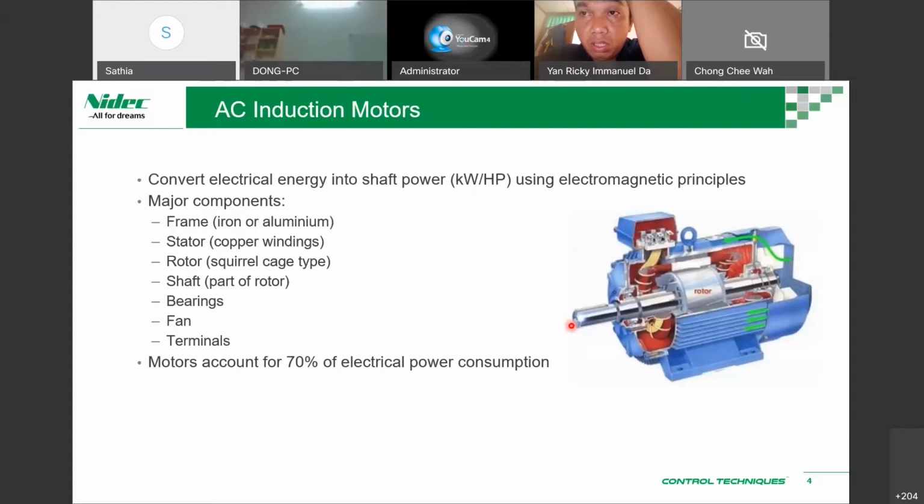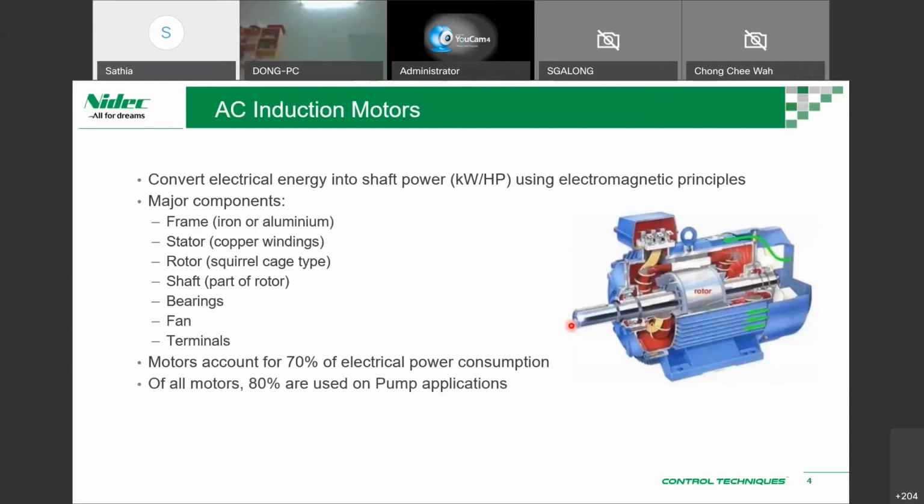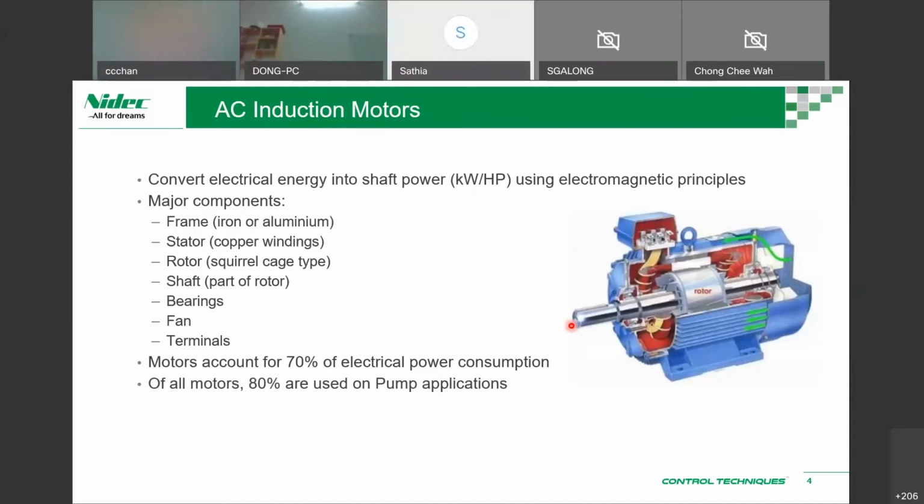We're basically trying to move things using electrical power. Initially, before motors were invented, we were using hydraulic power, that's basically hydrostatic power into mechanical power. Now we're using electrical power to move mechanical motions and stuff like that. 70% of electrical power is being used in motors, and of all those motors, roughly 80% are being used in pumps. It could be an oil pump, or any kind of pump that's moving liquids or fluids.